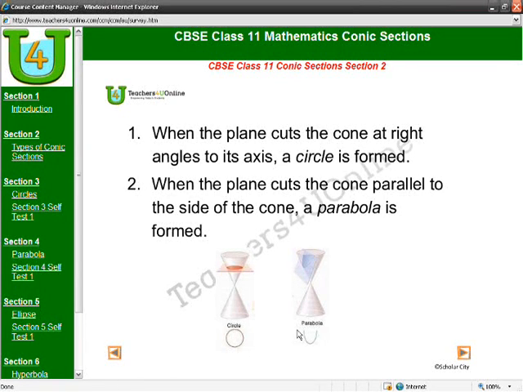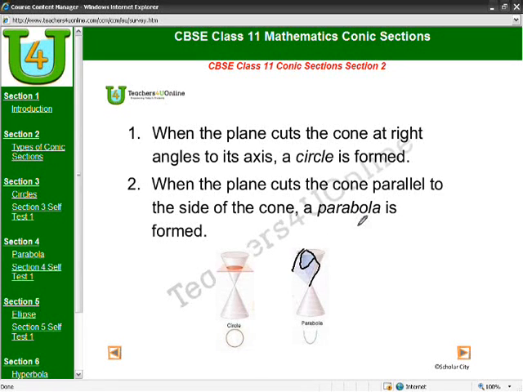Now, when the plane cuts the cone parallel to the side of the cone. Now, what do we mean by that? We have a cone. This is the intersecting plane, and it is cutting the cone parallel to the side of the cone. It is cutting at this angle. So what is the figure that we obtain? We get a parabola. So when the intersecting plane cuts a cone parallel to the side of the cone, we get a parabola. Is that clear?